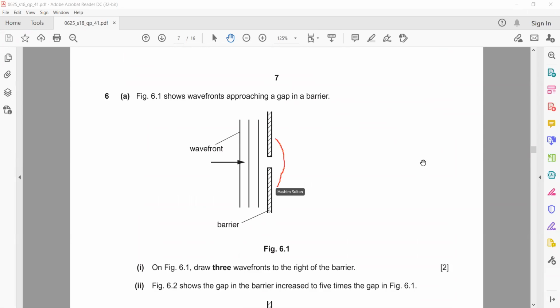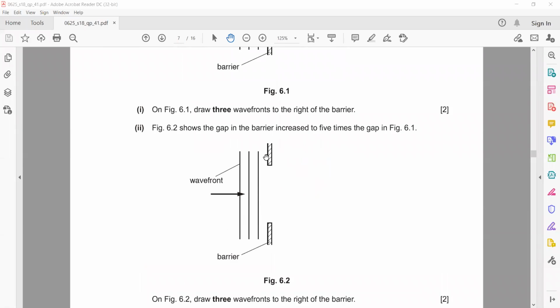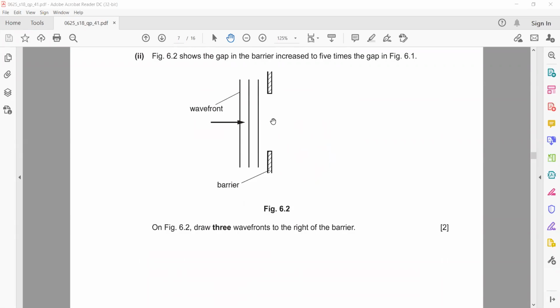The rays actually intersect. On the figure, draw three wavefronts on the right hand side of the barrier. This is a small gap. When the gap size is approximately equal to the wavelength, then maximum diffraction occurs, so you will draw curved wavefronts. Now they adjusted the gap size and made it 5 times bigger. How will the wavefronts appear?